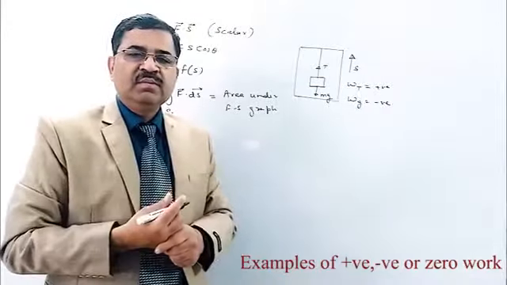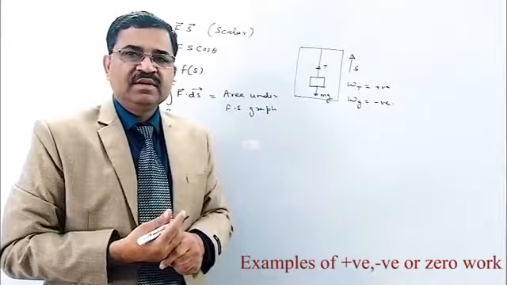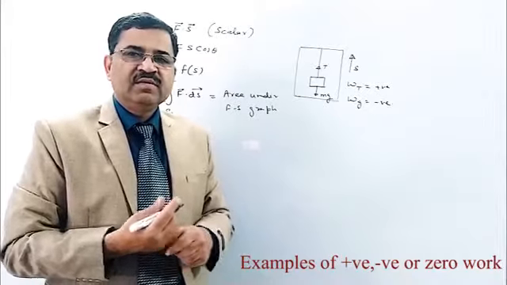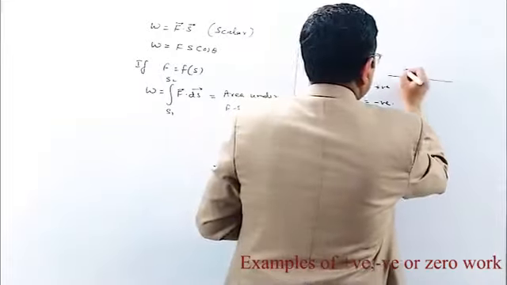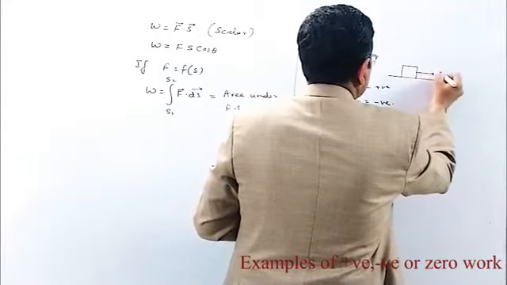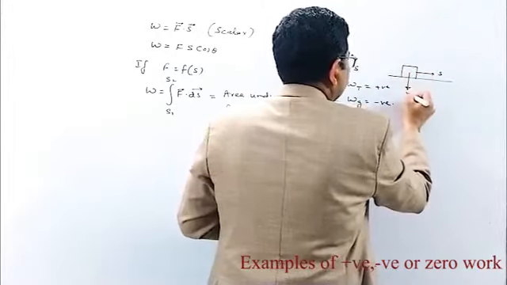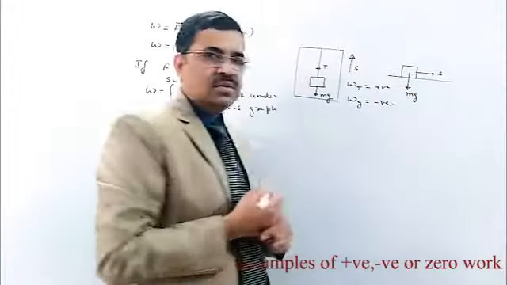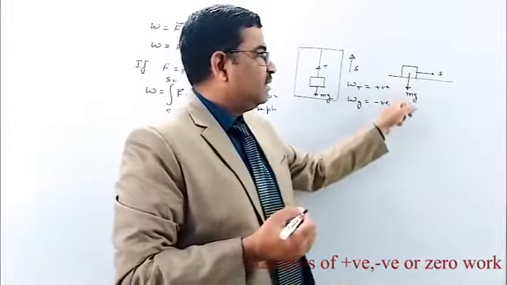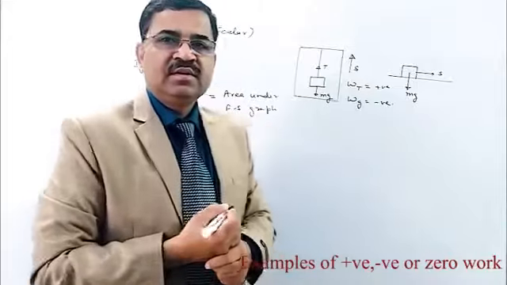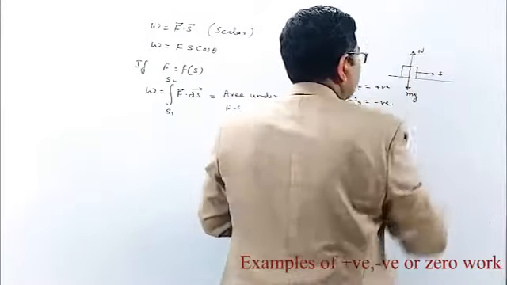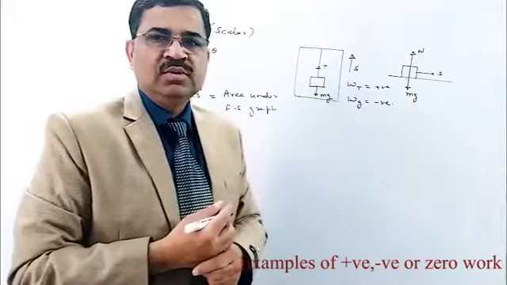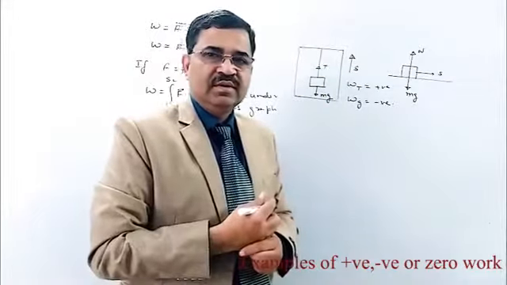If the angle between the force and displacement is 90 degrees, then in that case the work done will be 0. For example, if a body is moving on a horizontal surface, then the work done by gravity will be 0 because the angle between gravity and displacement is 90 degrees. And also if you find the work done by the normal reaction from the ground, it will also be 0 because its angle is also 90 degrees.